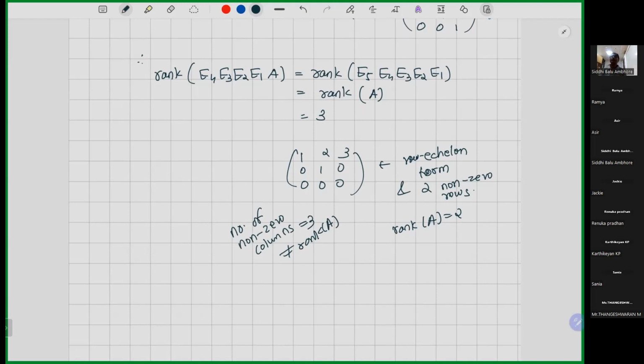But if you are converting the matrix to its row echelon form, you have to count the number of non-zero rows. Is it clear? Don't interchange. If you are converting it into one form, count in that form. I mean, if you are converting into the row echelon form, count the rows. Column echelon form, count the columns.